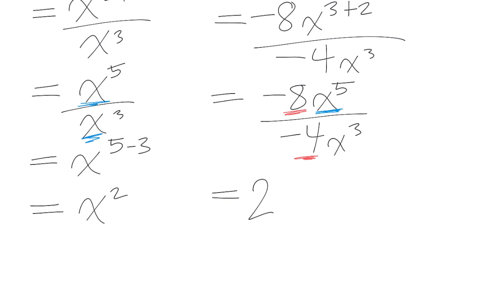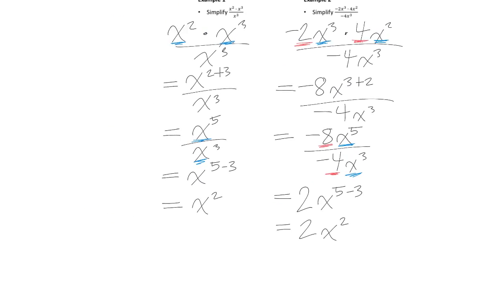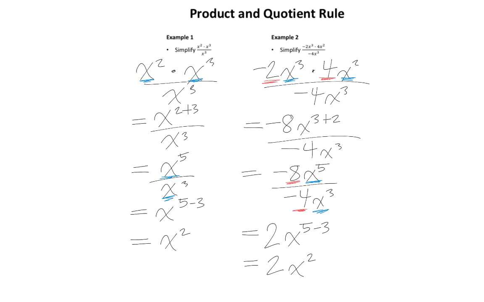Next, I have x to the power of 5 divided by x to the power of 3. When you're dividing exponents with the same base, you subtract the exponents. So that becomes x to the power of 5 minus 3. And that just simplifies to 2x to the power of 2. And there you go. These are questions that involve both the quotient and product rule.